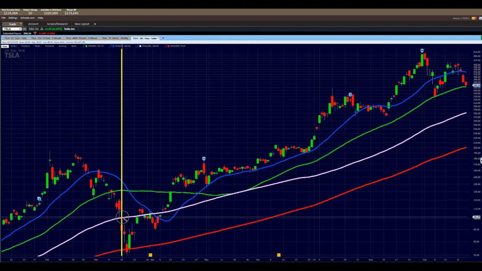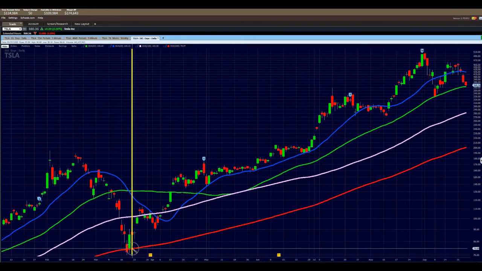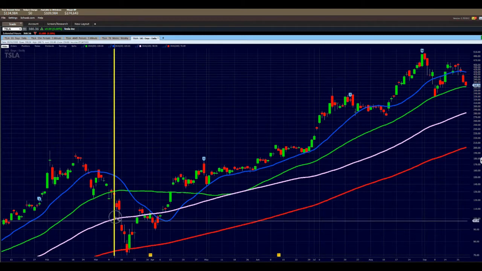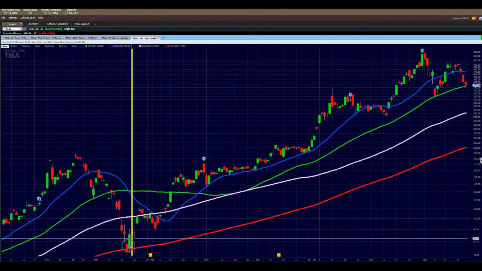100 days, that's 3 months, a little bit over 3 months, right? And then you have the 200-day, which is massive. Okay, that's almost a year. This is for long-term investors. Okay, so you have to understand, depending on what you're going to use, is depending on what you're trading the stock.